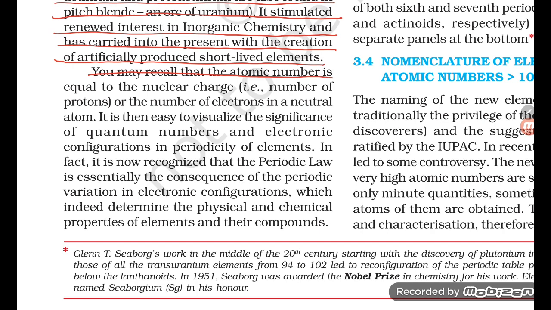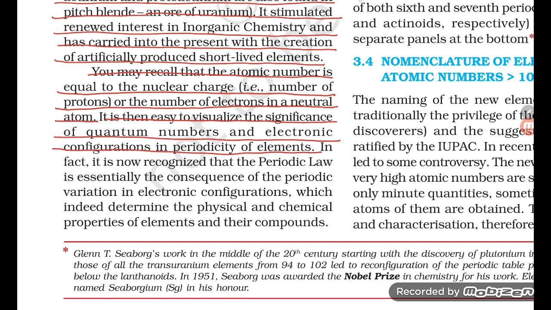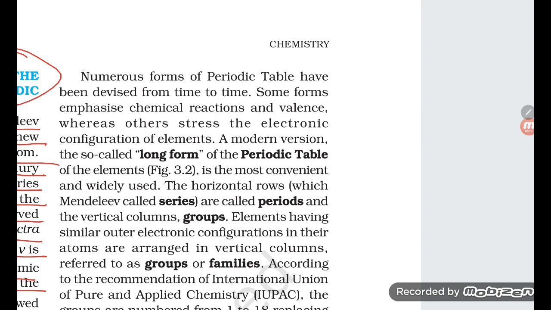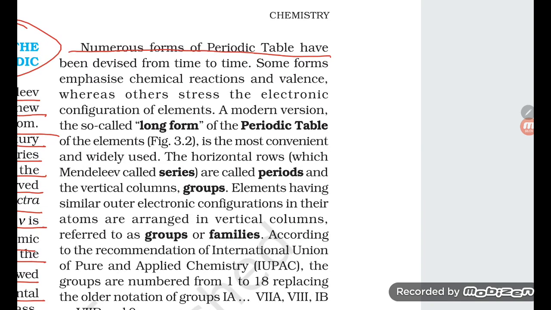You may recall that the atomic number is equal to the number of protons, which is the nuclear charge, and the number of electrons in the neutral atom. It is then easy to visualize the significance of the quantum numbers and electronic configuration in the periodicity of the elements. In fact, it is now recognized that the periodic law is essentially the consequence of the periodic variation in the electronic configurations, which indeed determine the physical and chemical properties of elements and their compounds. Numerous forms of the periodic table have been devised from time to time.